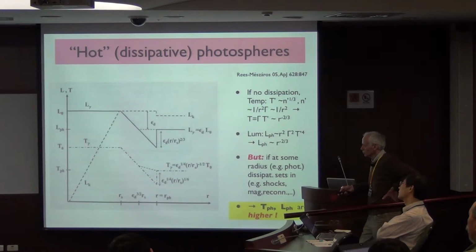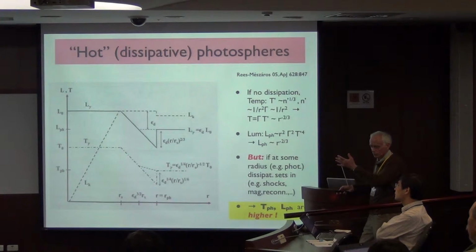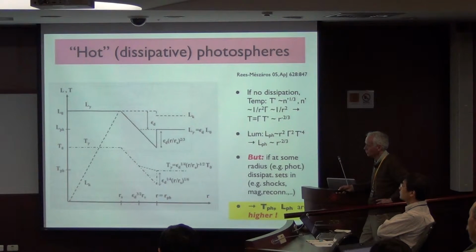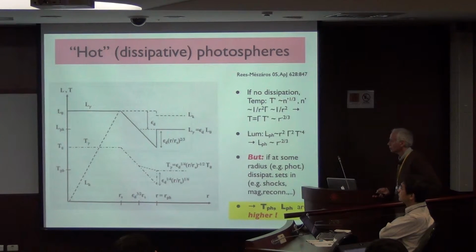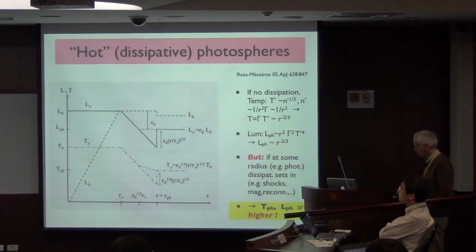But if at some radius you have dissipation, let's say you have shocks near the photosphere, or magnetic dissipation, then you reheat the photosphere. So you can get these higher temperatures, and that can put the effective peak of the black body near the half-nanometer MeV value. So these are the dissipative photospheres. You get an effective photosphere luminosity and an effective photosphere temperature, which is higher.